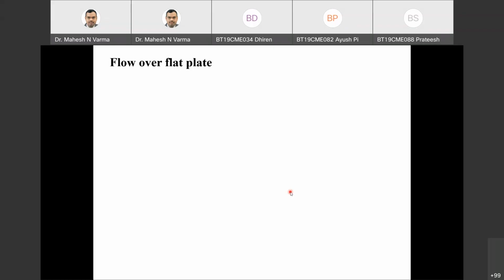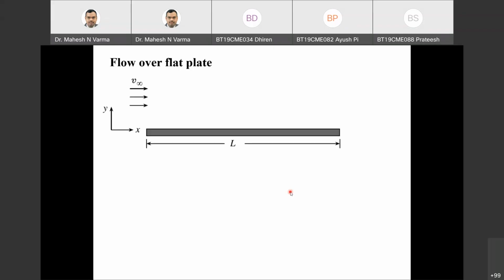First of all, consider a case. This is the length of the plate, and there is a stream of fluid flowing over this plate. The bulk velocity of the fluid is v infinity. Then how is the Reynolds number defined for this flow over a flat plate? Anybody can give input. What is the Reynolds number for this flow over a flat plate? Because for different cases, the Reynolds number is defined differently.